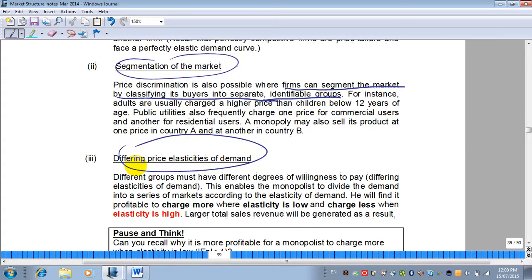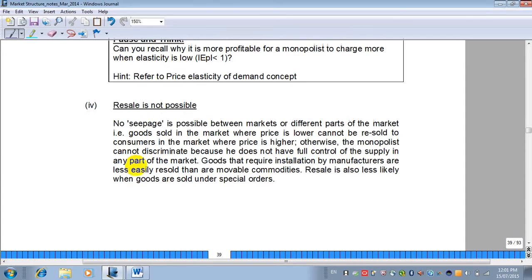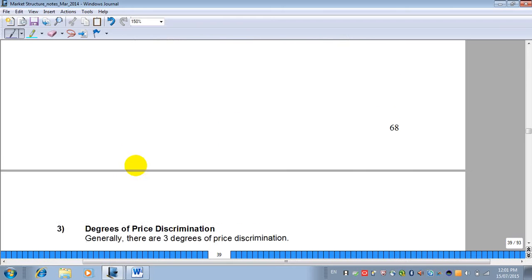So I think I've talked about this before. If the demand is relatively more price elastic, will you increase or lower prices? If the demand is relatively more price inelastic, would you increase or lower prices? This is something that we have talked about before, and I'm just recapping.